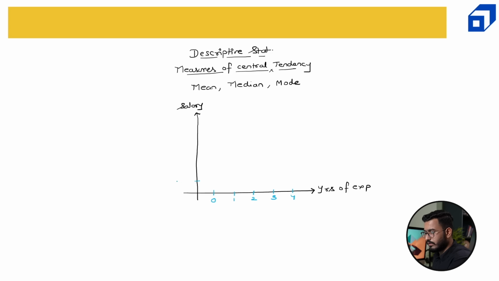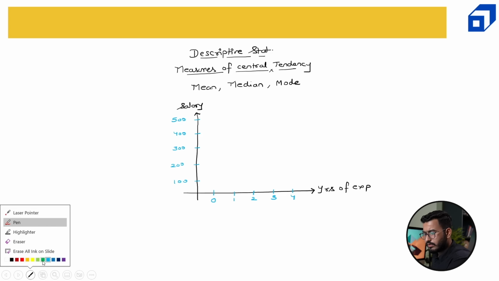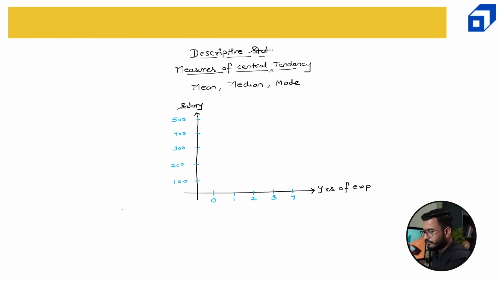Here I'm having, let's say, 100, 200, 300, 400, 500. Now let's create some data points. So for 0 years of experience, I'm having a data point over here. For 1, I'm having, let's say, a data point over here. For 2, I'm having over here, 3, then 4. Now this is the data that I'm having.